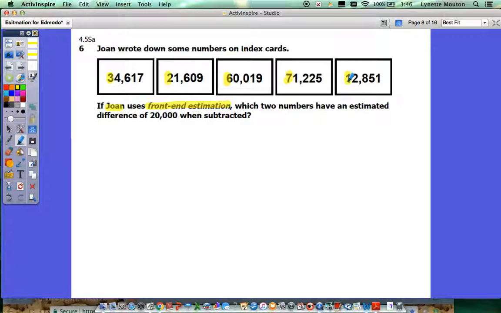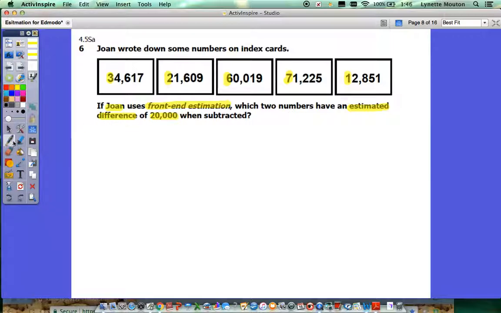It is one way of estimating. Remember that it always gives you an answer that's going to be lower than your original answer, because no matter what numbers come behind it, it could be 9999, we drop them off and turn them into zeros. So they want to know which ones have an estimated difference of 20,000.